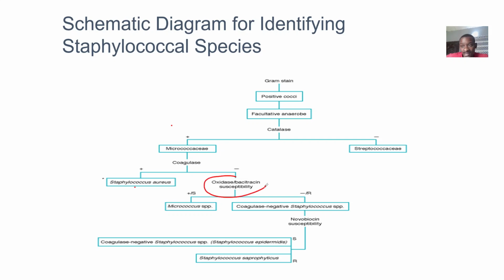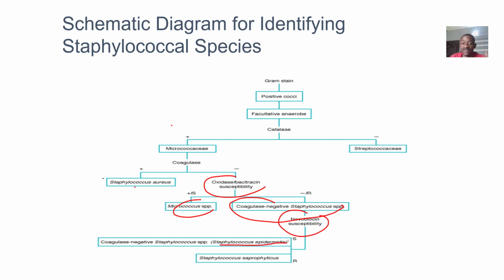Okay. Then for the ones that do not produce coagulase, they are what? Oxidase or bacitracin susceptibility type of bacteria. So you have the Micrococcus species and you have the coagulase-negative Staphylococcus. These ones do not produce coagulase. So even when you do a coagulase test, you won't find it positive for them. Okay. Then there is also novobiocin susceptibility, is it novobiocin? Something like that, right?